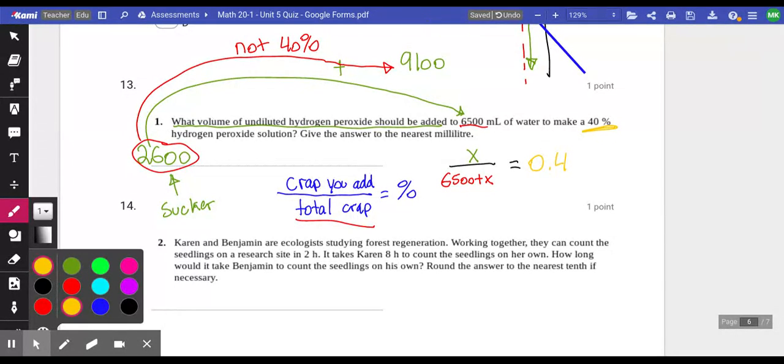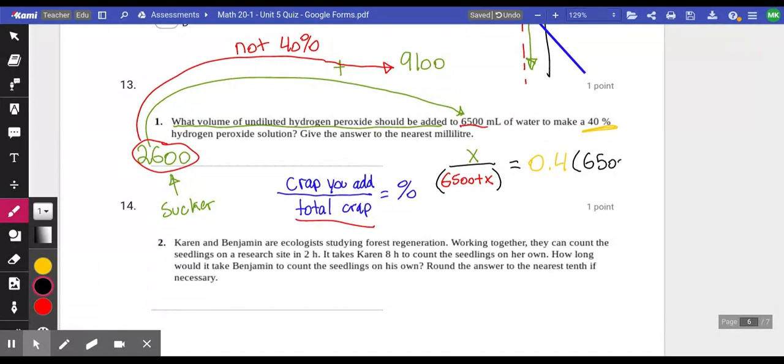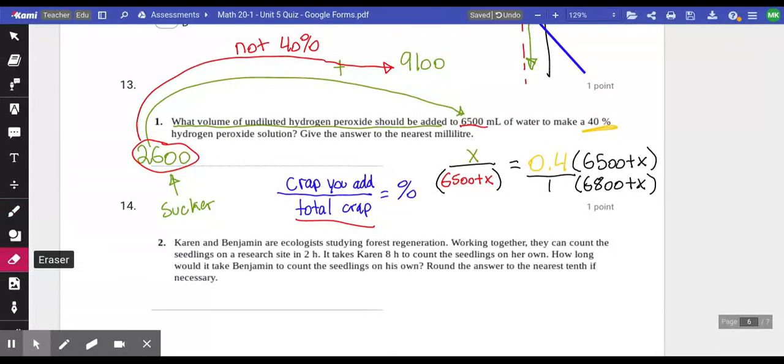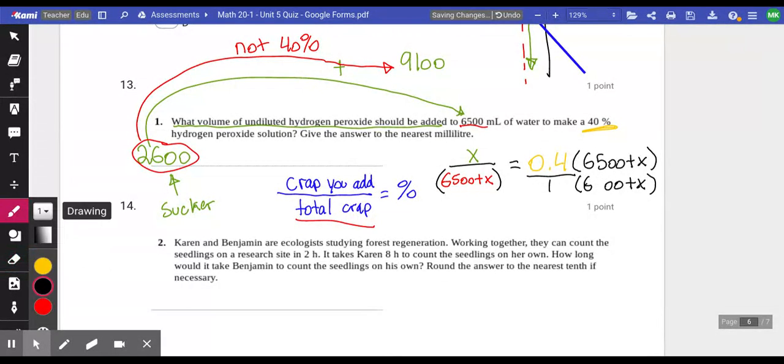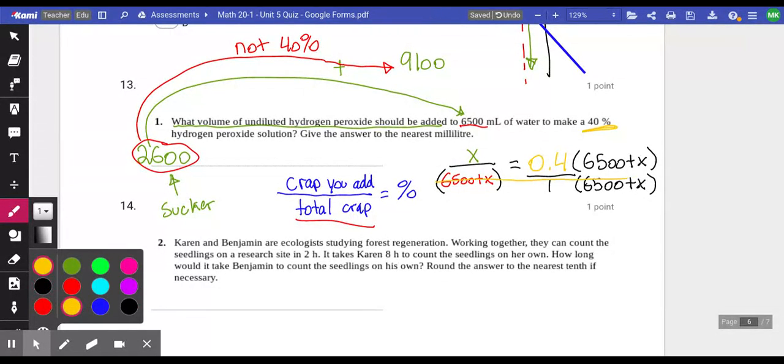That's an equation we can solve. I have to get a common denominator. So that means I have to multiply this side by 6,500 plus X, and what I do to the bottom, I do to the top. My internet just went brutal on me. I don't know what's happening. Neighbor's probably stealing my internet or something. This allows the denominators to cancel out.